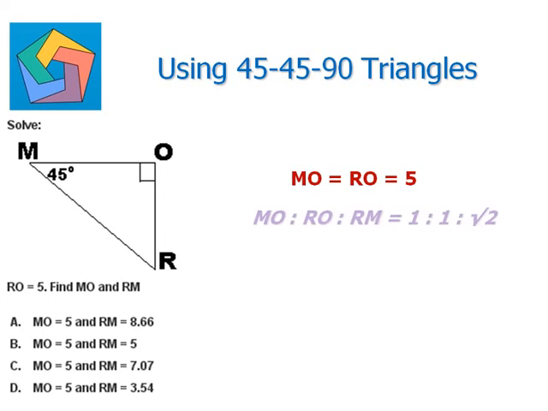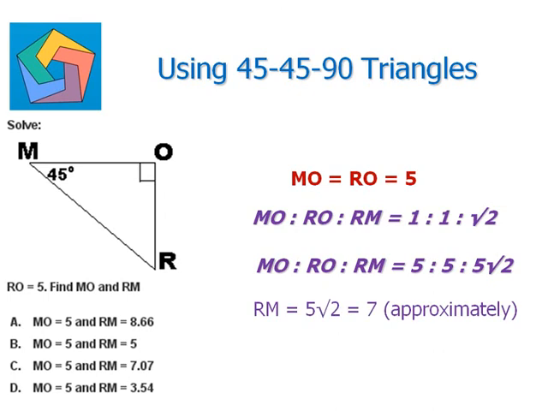By the ratio, MO is to RO is to RM equals 1 is to 1 is to square root of 2. So, taking 5 as the constant of proportionality, we multiply and we get MO is to RO is to RM equals 5 is to 5 is to 5 multiplied by square root of 2. Further multiplying, we get that RM equals a little over 7, and so our correct answer is option C, that is MO equals 5 and RM equals 7.07.